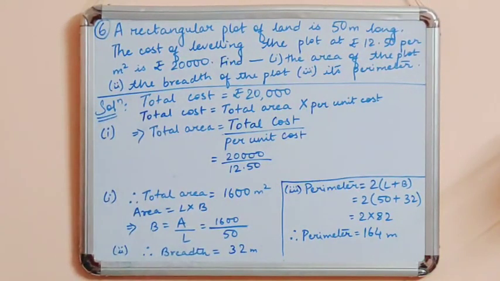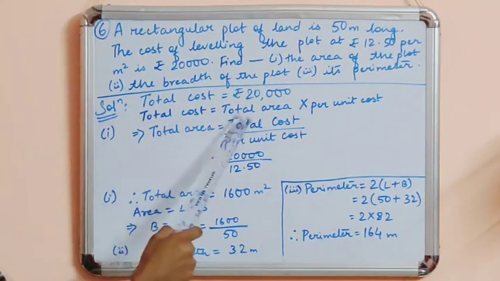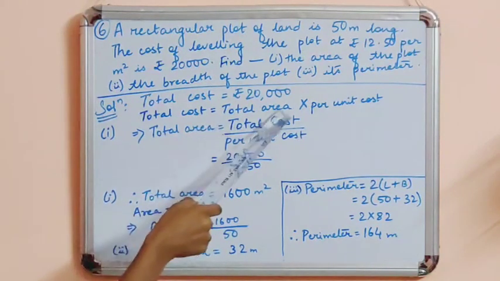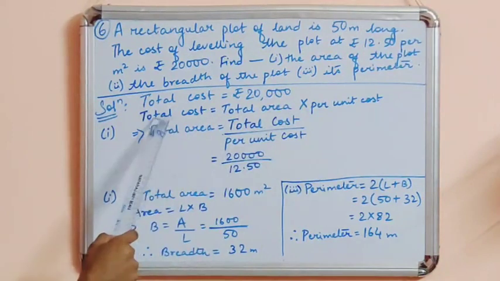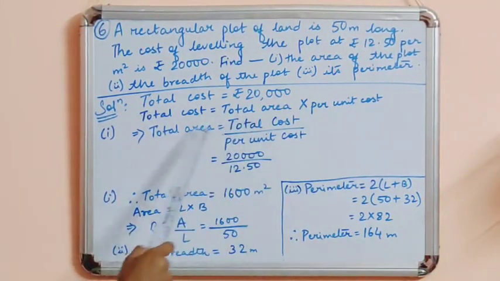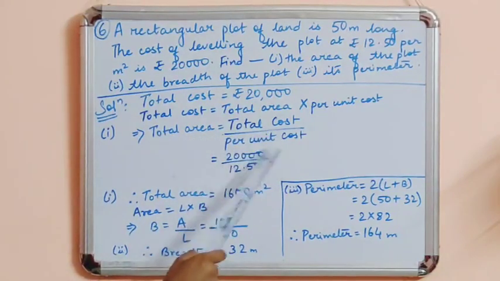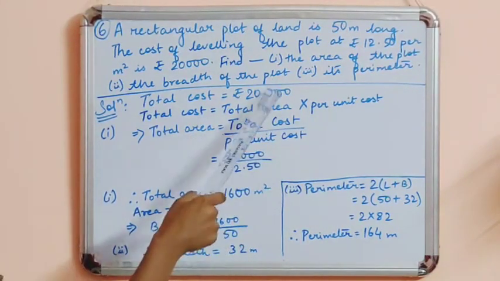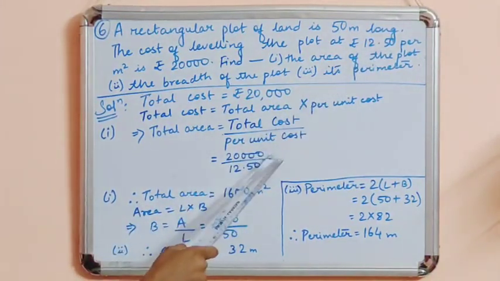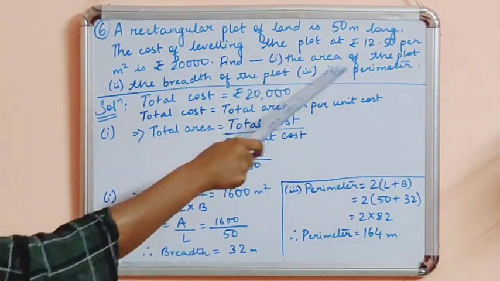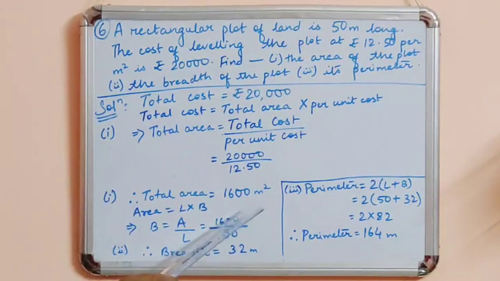So how do we calculate total cost? Total cost is equal to total area multiplied by per unit cost. So if we make total area as subject, because total cost and per unit cost is given, so we need to calculate total area. So total area will be total cost divided by per unit cost. So which is equal to 20,000 divided by 12.50. So total area is 1600 meters square. So this is the answer to question number 1, the area of the plot. Area of the plot is 1600 meters square.